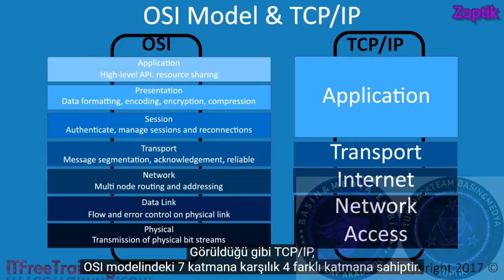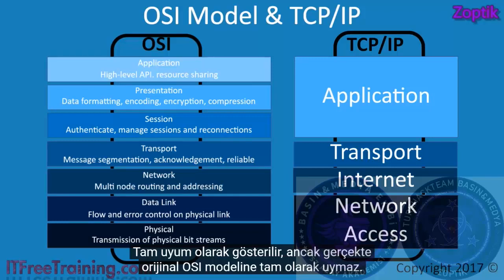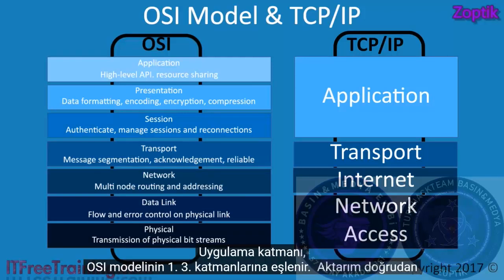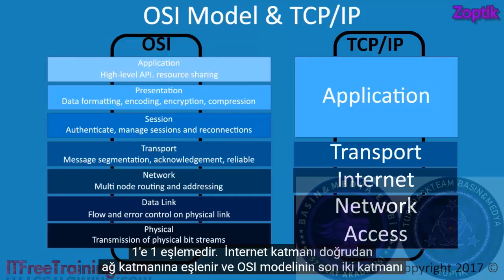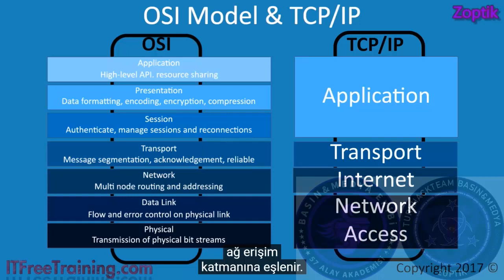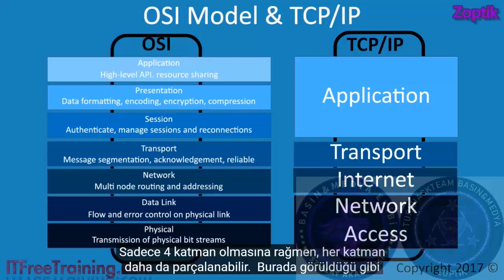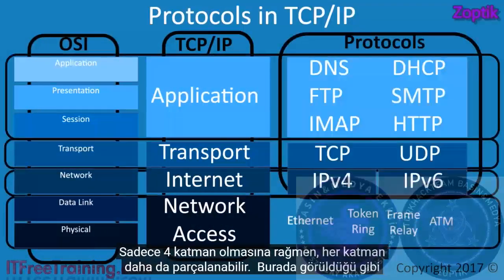As you can see, TCP/IP has 4 different layers, as opposed to the 7 layers of the OSI model. It is shown as an exact fit. However, in reality, it does not fit the original OSI model exactly. The application layer maps to the first to third layers of the OSI model. Transport is a direct one-to-one mapping. The Internet layer maps directly to the network layer, and the last 2 layers of the OSI model map to the network access layer. Even though there are only 4 layers, each layer can be broken down further.